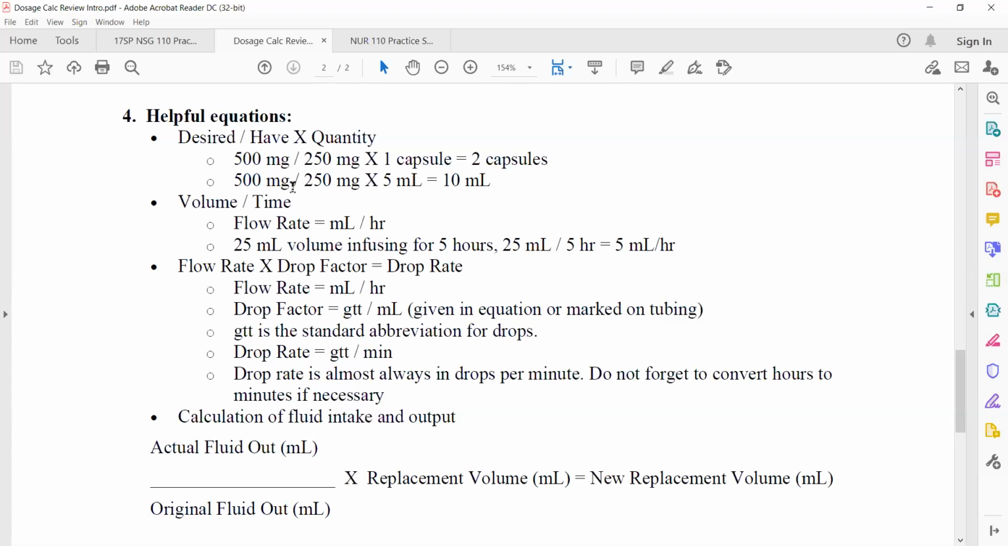If it is a suspension, the order is 500 milligrams. The suspension is available in 250 milligrams per 5 ml. Then that is how you would set up the desired over have.